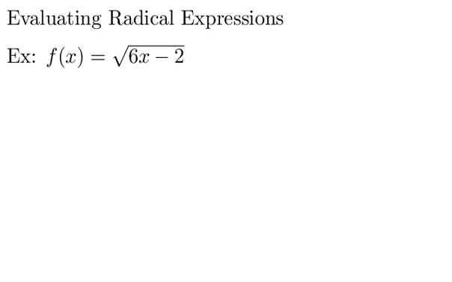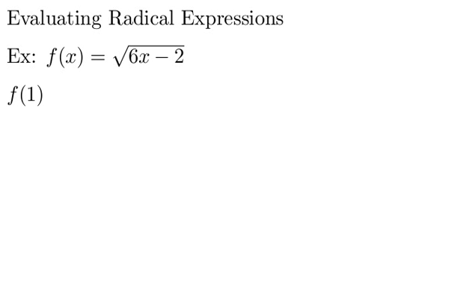Remember, whenever we're told to evaluate f of 1, all that means is that we put 1 in for x. So let's go ahead and do this example. We'll have square root of 6 times 1 minus 2.